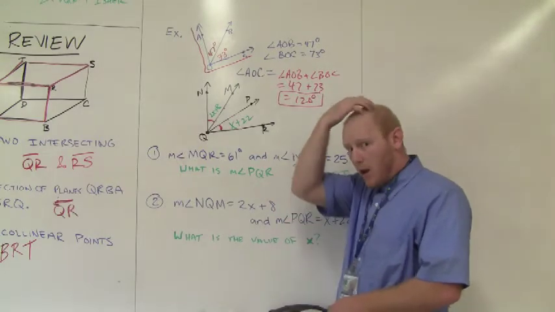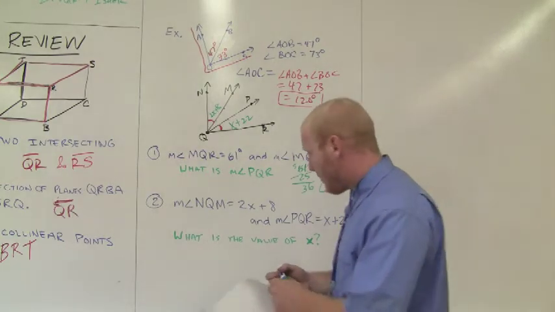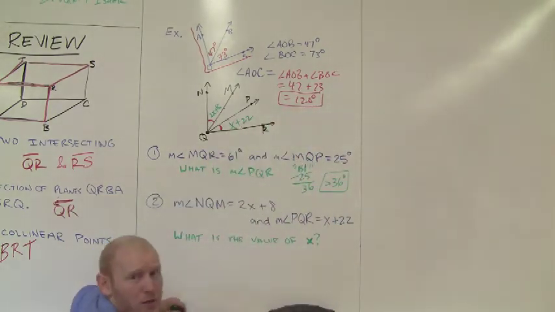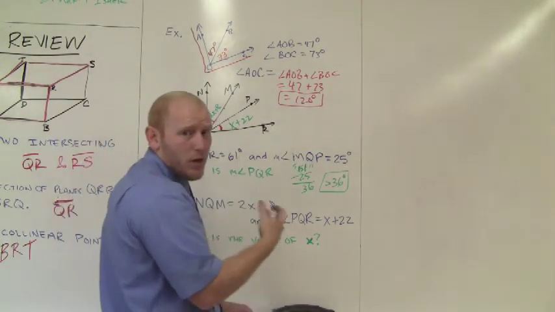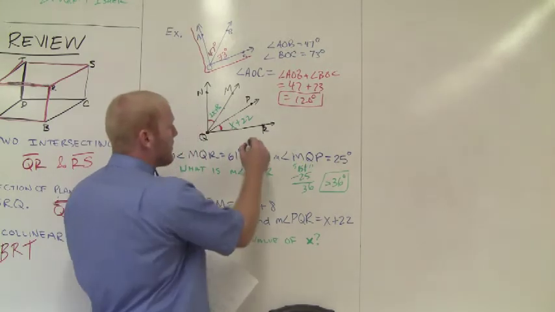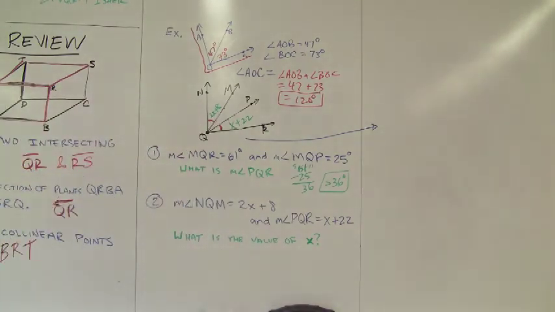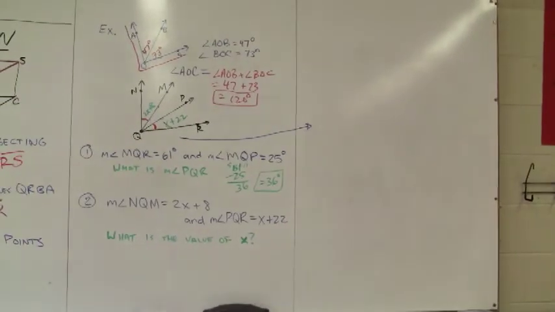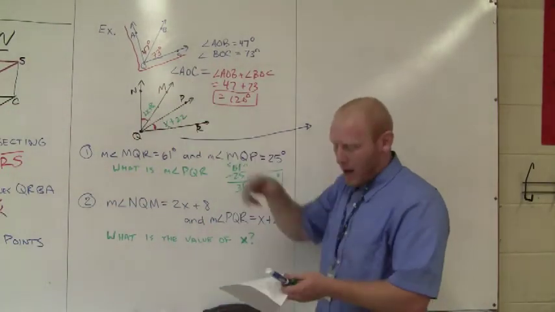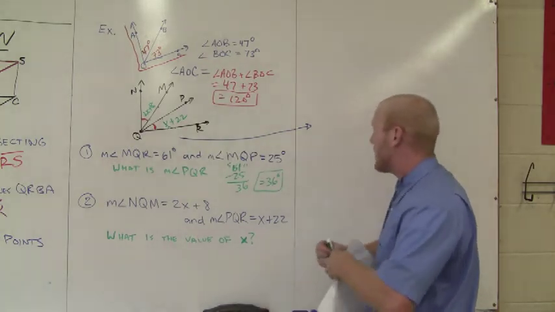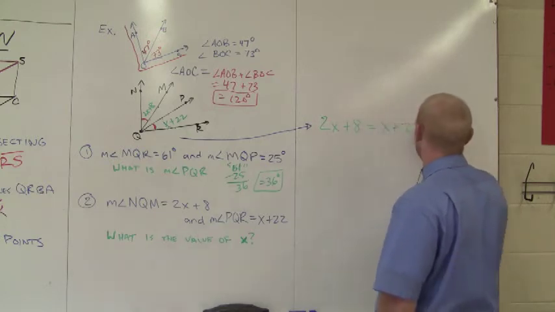Remember, congruence versus equality. Congruence means they're the same. So I know that these two are the same. And it's the measure, so it's actually equality. Since I know they're equal to each other because it deals with a relationship of sizes, I'm going to move this over here, draw the arrow, and move it over a little bit. So, I know that 2x plus 8 has to equal x plus 22. I'm going to do that in green just like the problem: 2x plus 8 equals x plus 22.